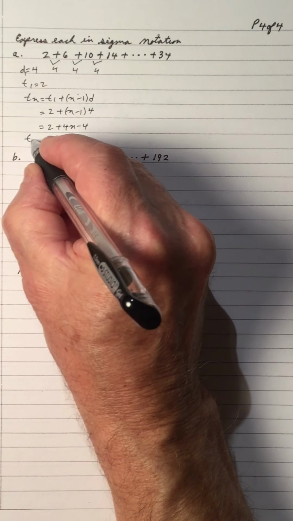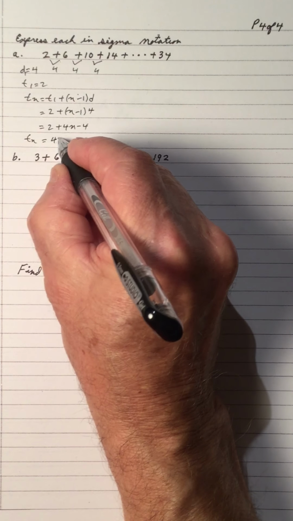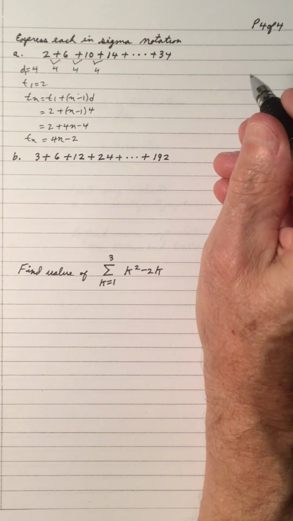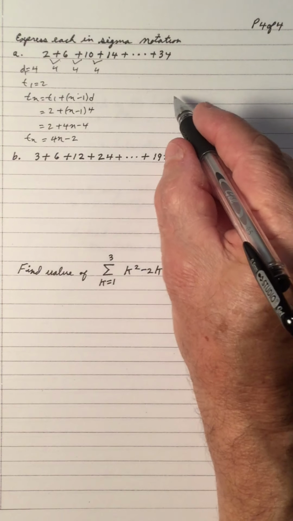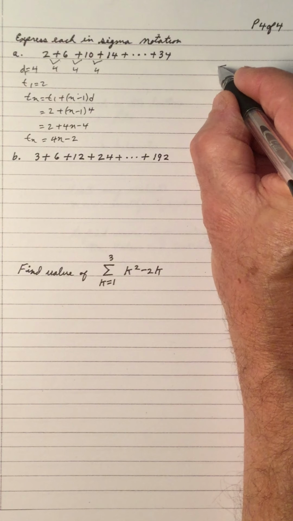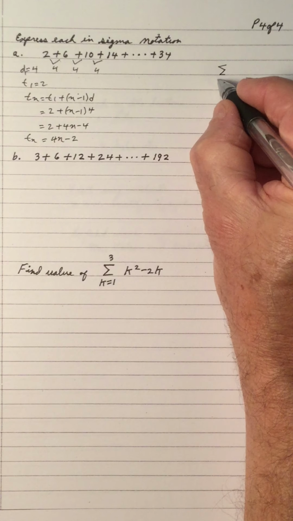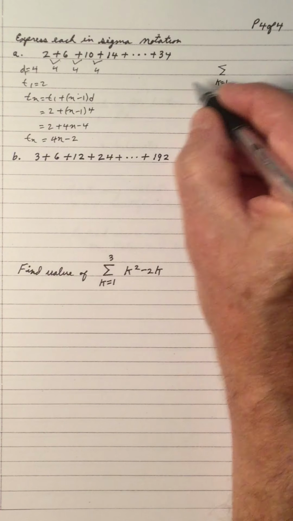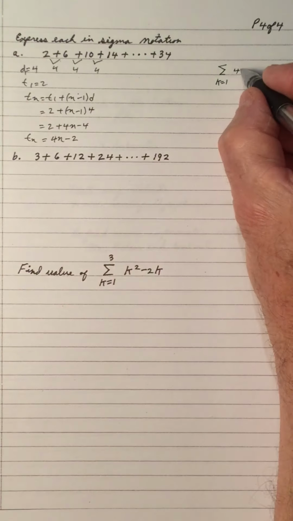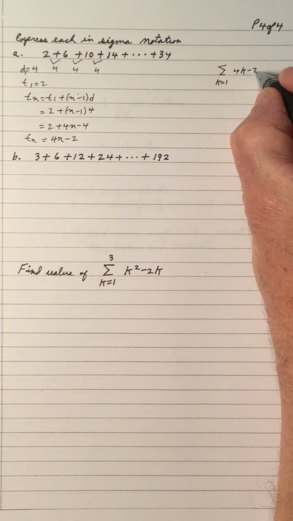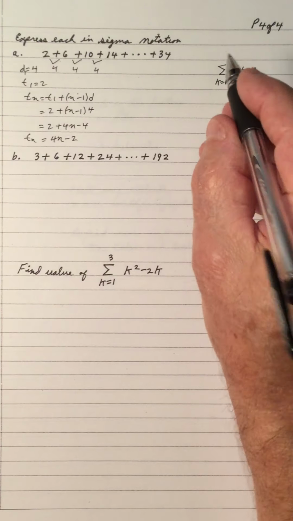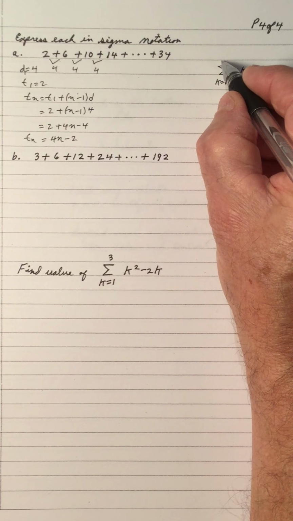And so Tn becomes 4n minus 2. In order to do the sigma notation, it is like this. We start with k equals 1. The expression is 4n minus 2, but we'll use 4k minus 2 because we start with a k here. So instead of an n, we have a k, but we have to find what number to put here.